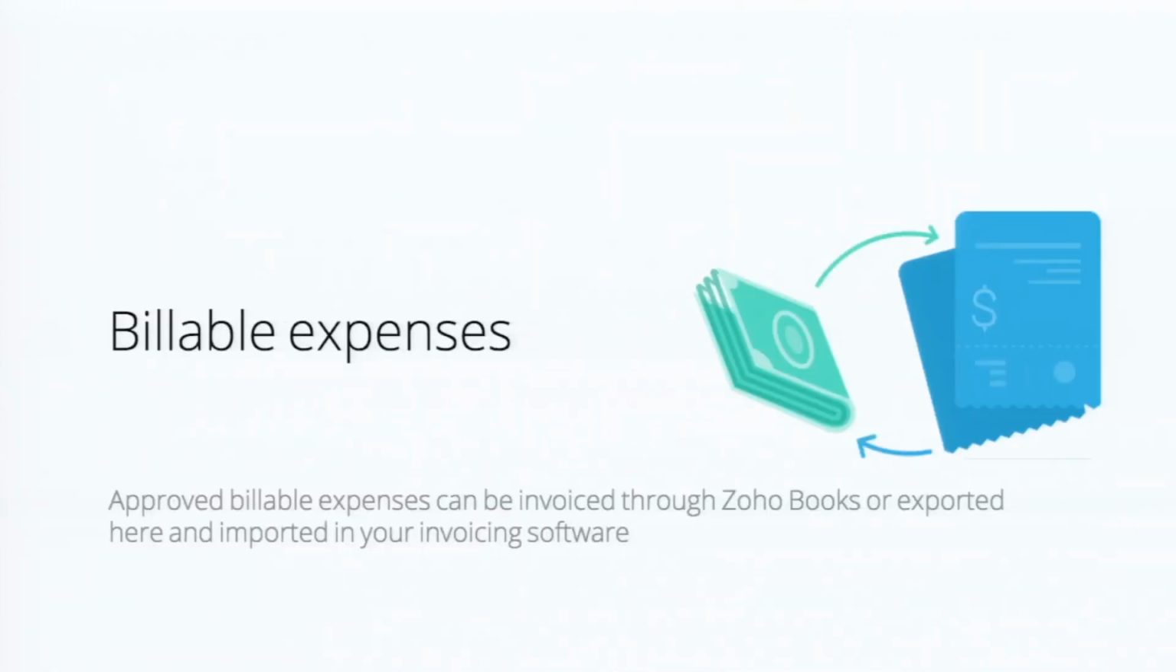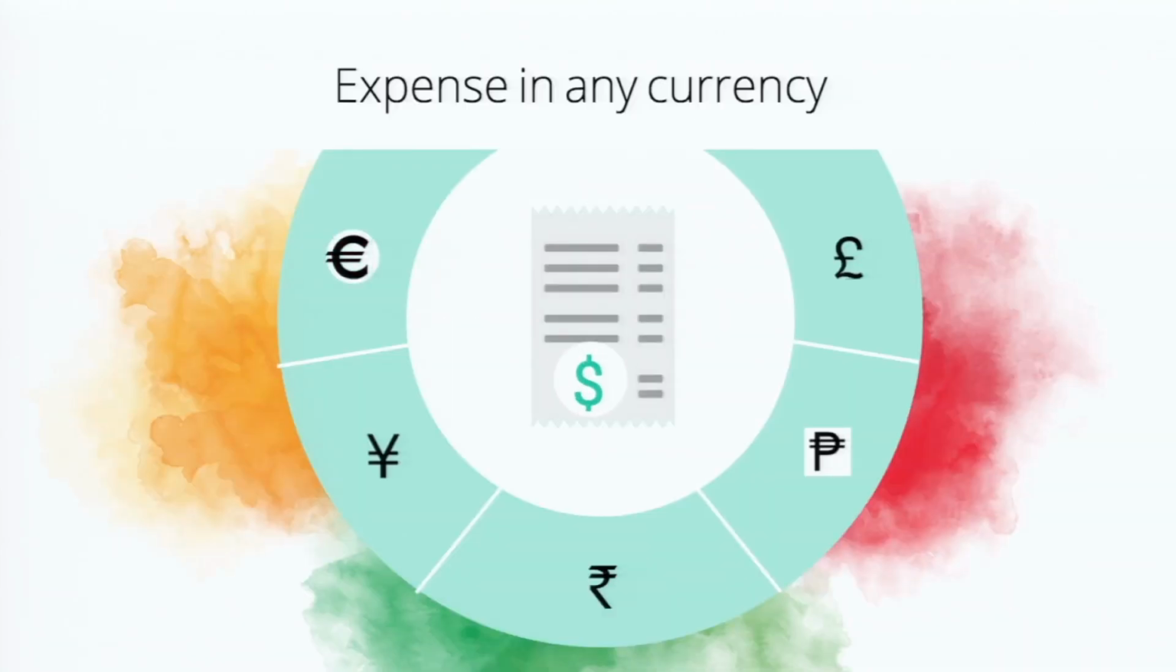Billable expenses. There are going to be expenses that are billable. So in that case, the expenses can be invoiced through Zoho Books or exported to your invoicing software. That is supported today. Then multi-currency support. Obviously, when you travel, especially internationally, you may have expenses in multiple currencies. We support that as well.